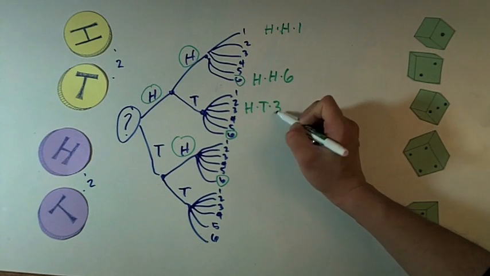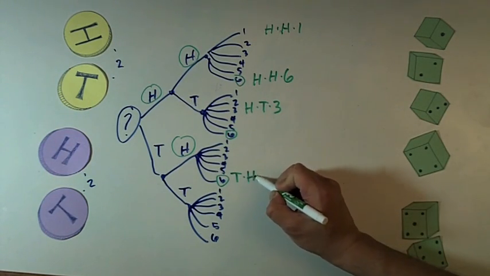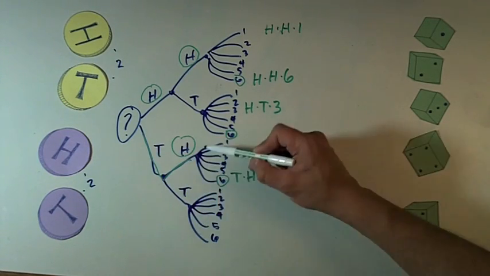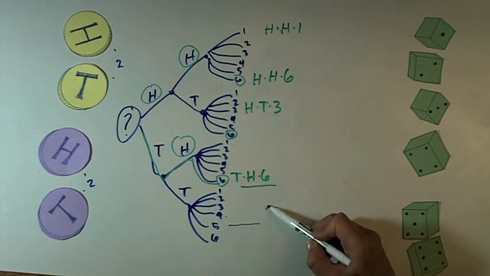So I'm just pointing out a couple here. So this is heads, tails, and a 3. And this last one here is you also get tails, heads, and 6. So if we go back here, you go down tails, heads, and a 6, and that's how you get to that spot. So there's actually all different ones.